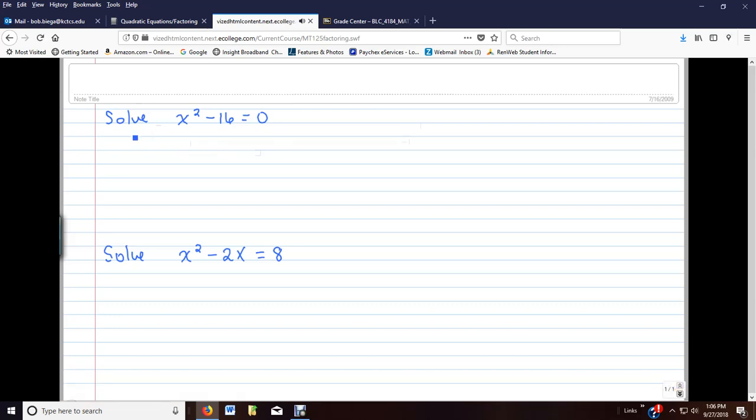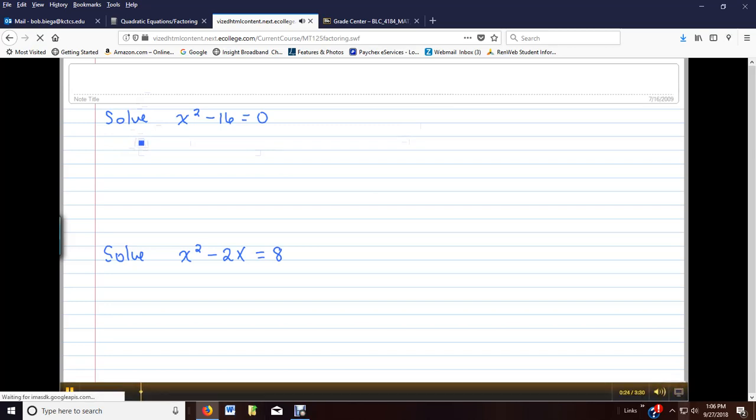Alright, let's suppose we want to solve x squared minus 16 equals 0 by factoring. First, we need everything on one side in descending order, which we already have. We need the x squared first, then the x term, and then the number. And of course there is no x term here.